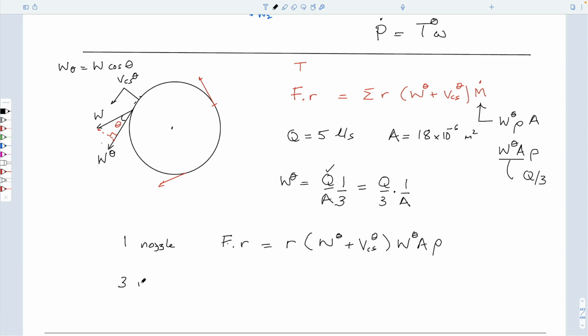So for three nozzles, we'd end up with, again, the force times the radius. For three of these, it'd be 3 times R times W theta plus V CS theta times W theta area times rho.